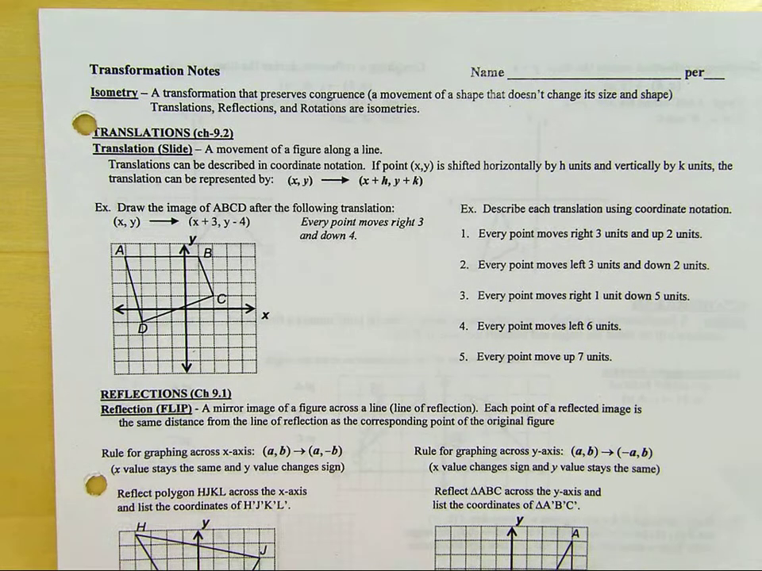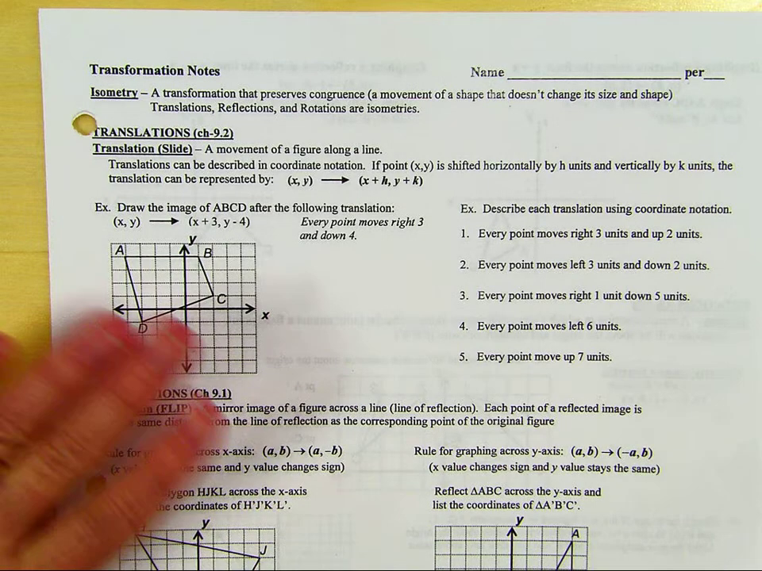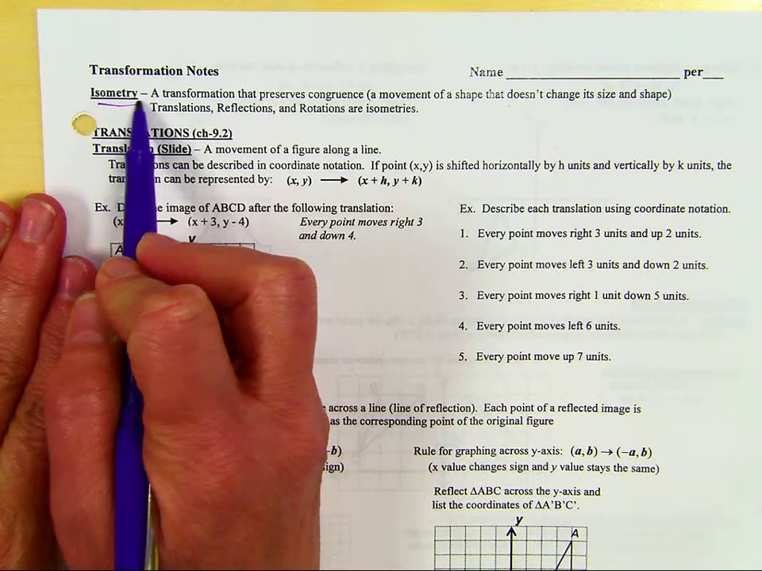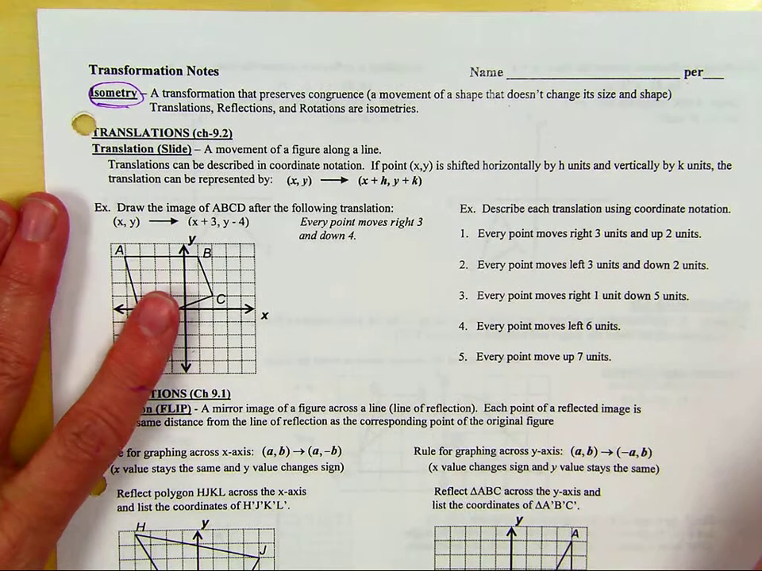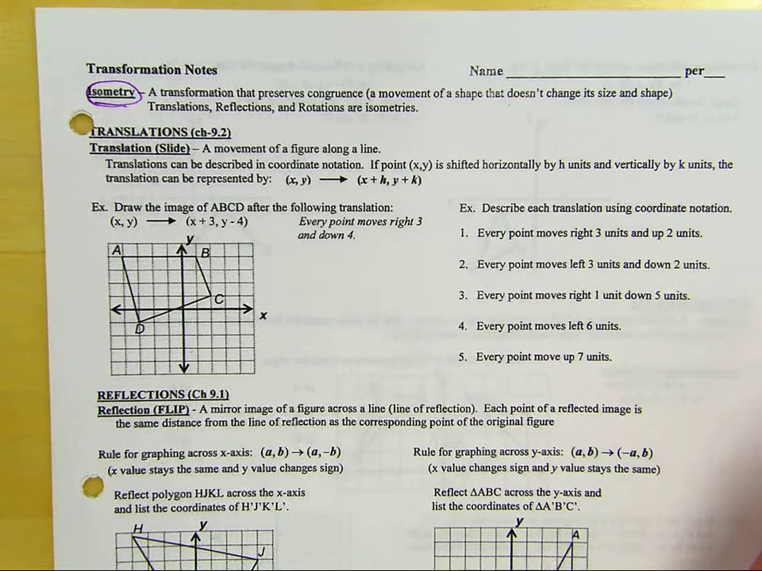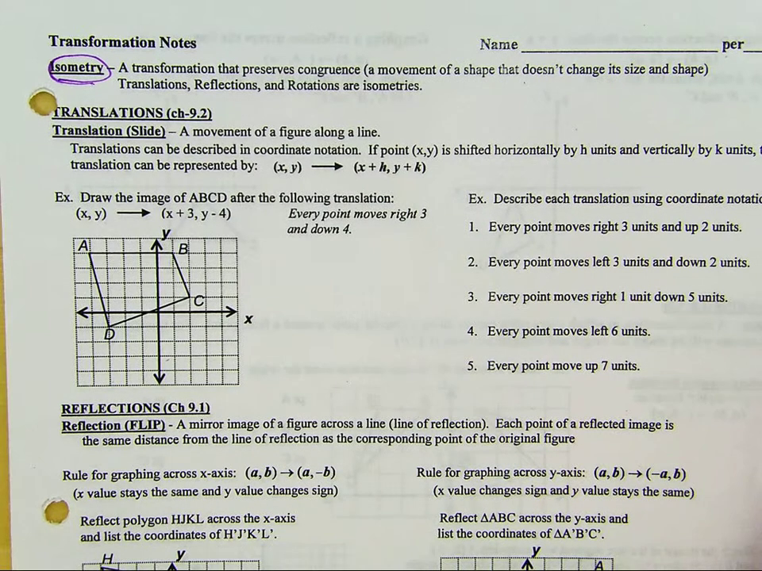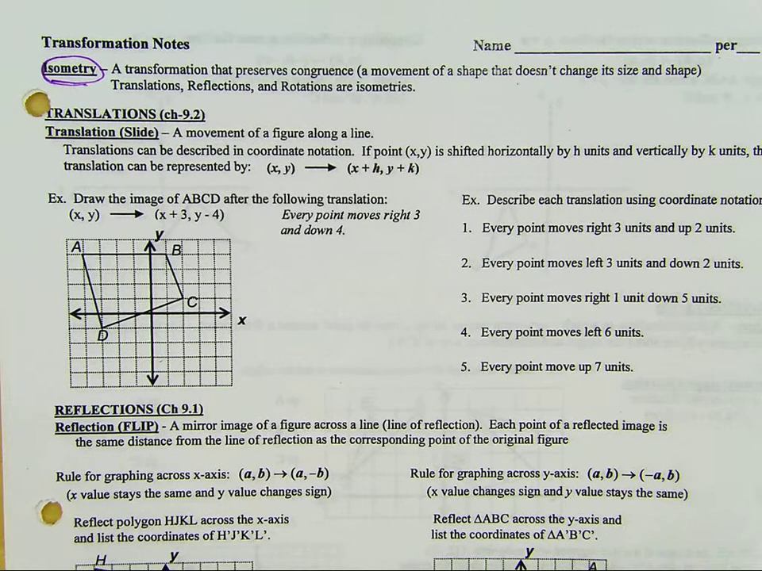All right. Today we're going to look at transformations. We're going to start a unit on transformations. There are a lot of different types of transformations. The first vocabulary word that we have is isometry. An isometry is a transformation that preserves congruence. Okay? So it retains its shape and size. It just moves to a different location.